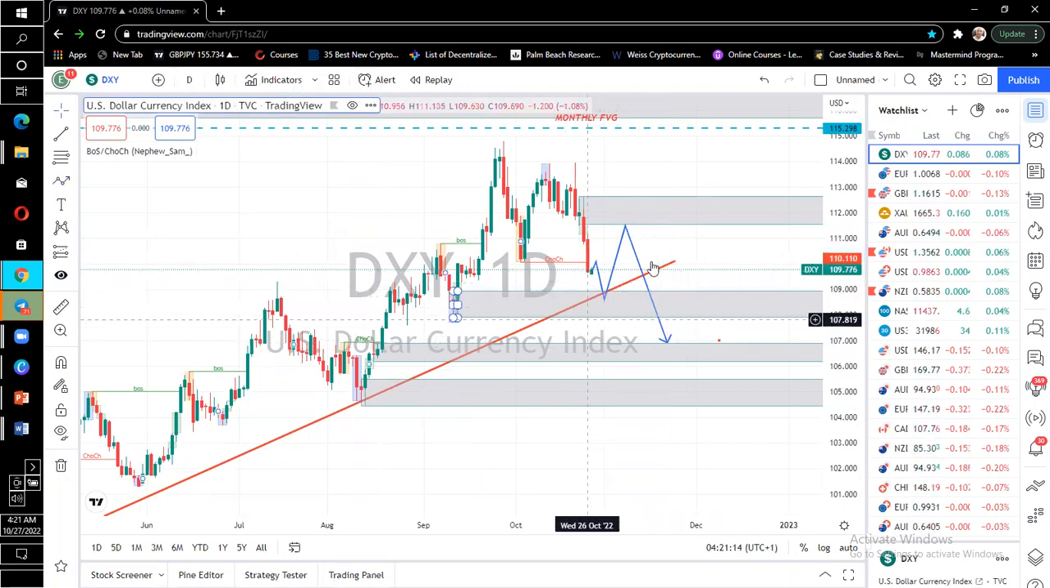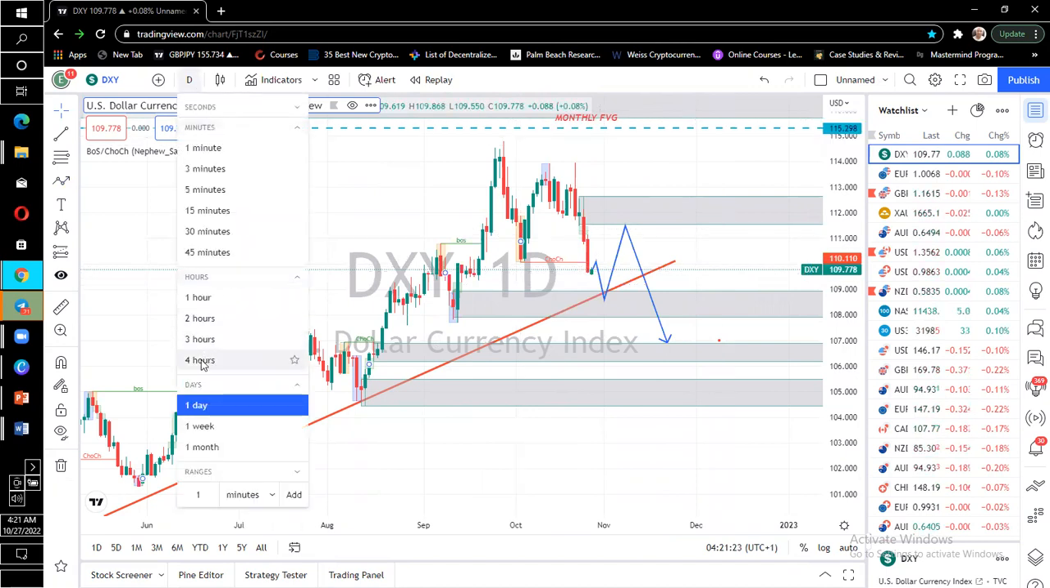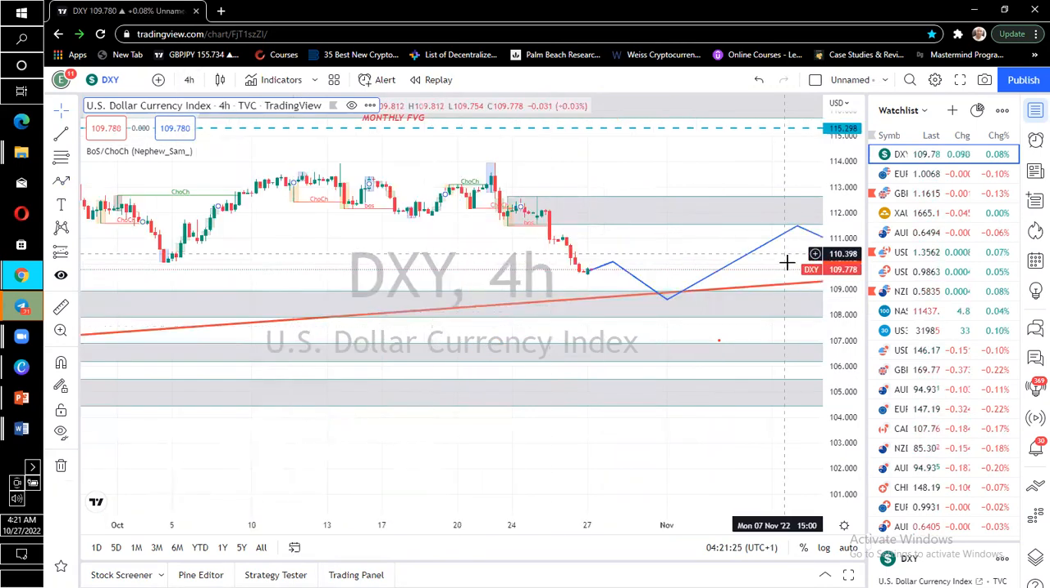And this will actually take us till next week to see this particular move, but I'm telling you what the market is going to do. And let's go straight up to 4 hours and see what we're looking at in 4 hours.